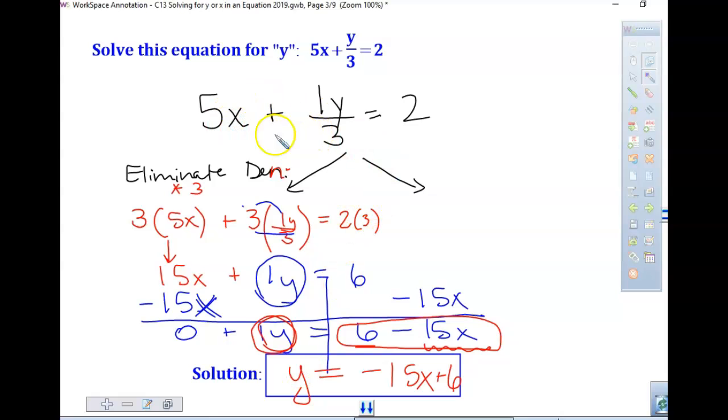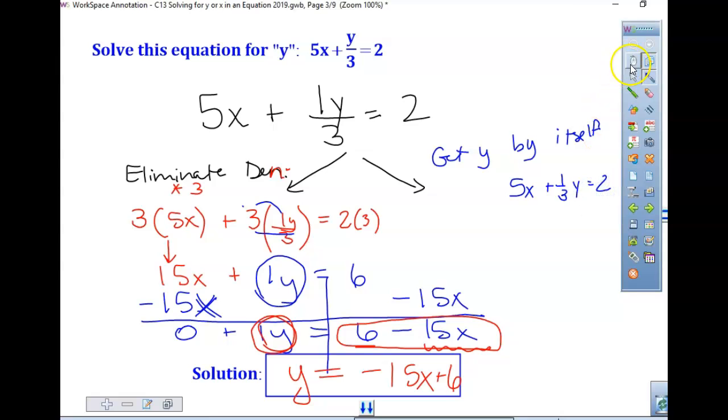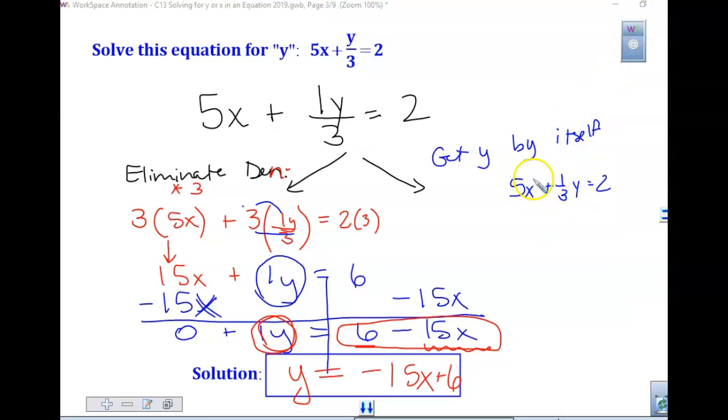I want to show you the other way that some students are going to solve this. One thing that some people are going to do is get the y by itself first. If I'm getting the y by itself first, as I look at that, what should I do to get the y by itself in that first equation? Subtract what? I want only this 1/3 y to be here. I don't want anything else. I want to get rid of 5x.